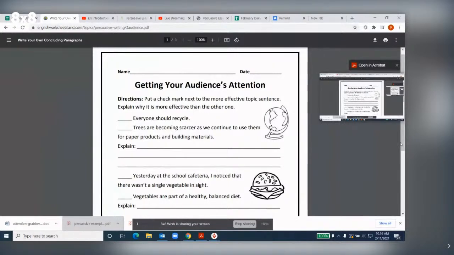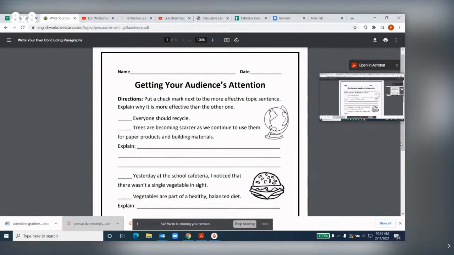We talked a little bit about getting the reader's attention, and sometimes those are called hooks or attention grabbers. They're usually the first sentence or two of the paragraph. That's really going to pique the reader's interest, and it's also going to let them know what that paragraph is about.